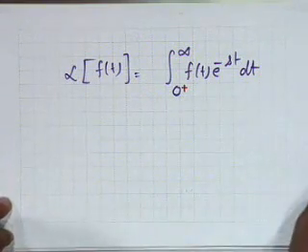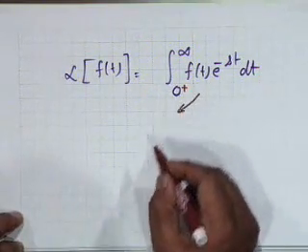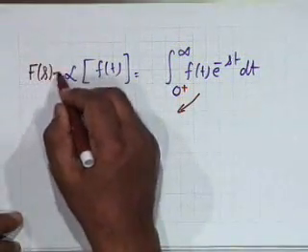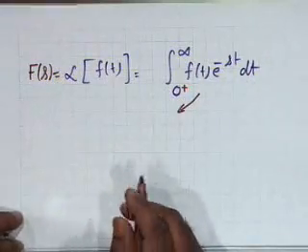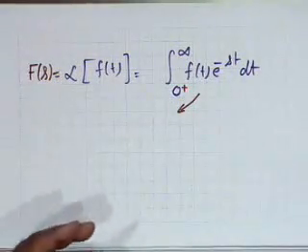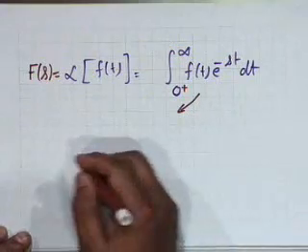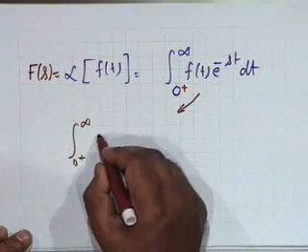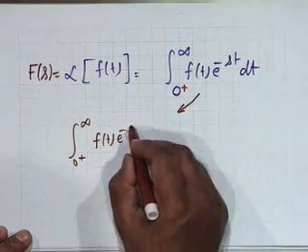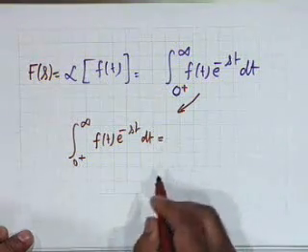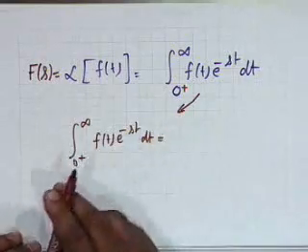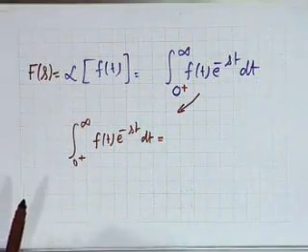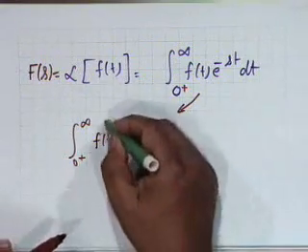Now, this integration, let us call this F of s. This integration can be carried out by parts. We have a purpose in doing that, which you will realize in a moment. The integral from 0 plus to infinity of f of t e to the minus st dt can be carried out by parts. We consider f of t as the first function, and e to the minus st as the second function.